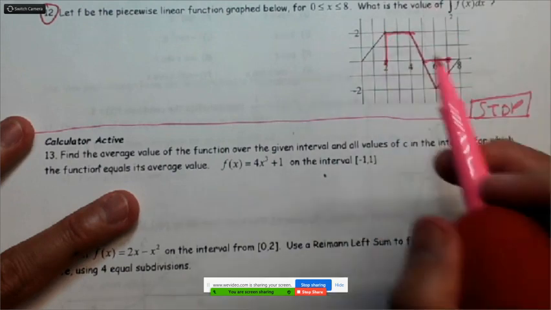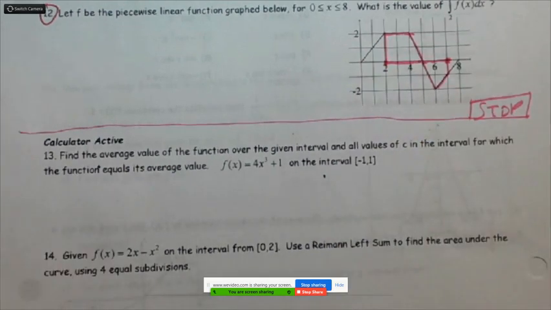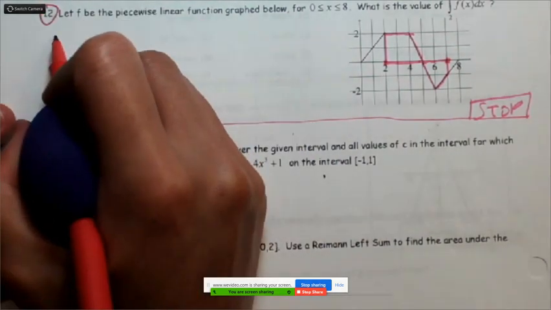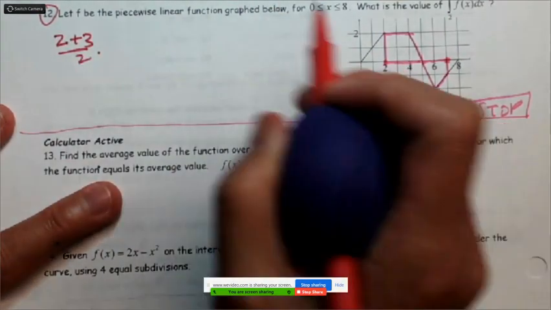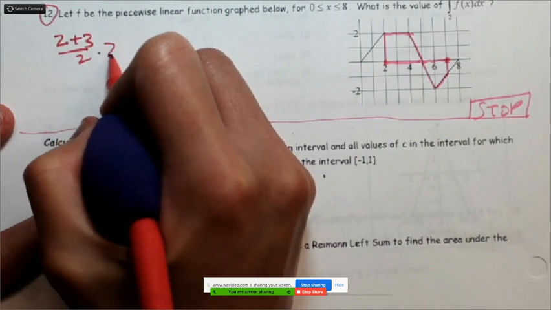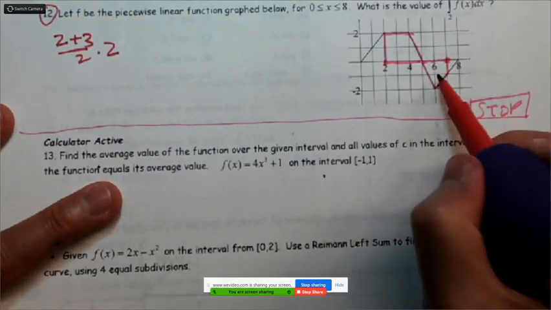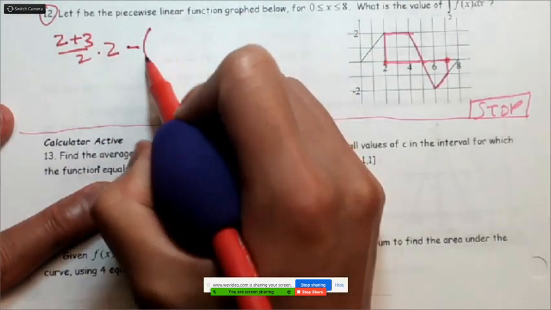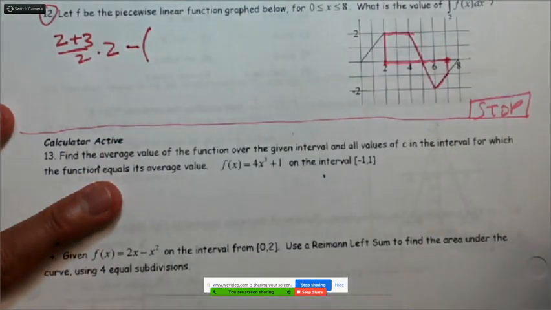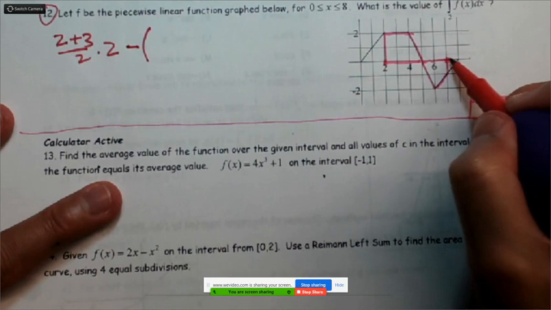I think so. Okay, to find the area of the first one on top, do you guys see a trapezoid? So the parallel parts are the bases. So 2 plus 3 divided by 2 times the height that is connecting, which is also 2. And when it's on the bottom, is it positive or negative? Negative. Now, how can we look at this in a different way?